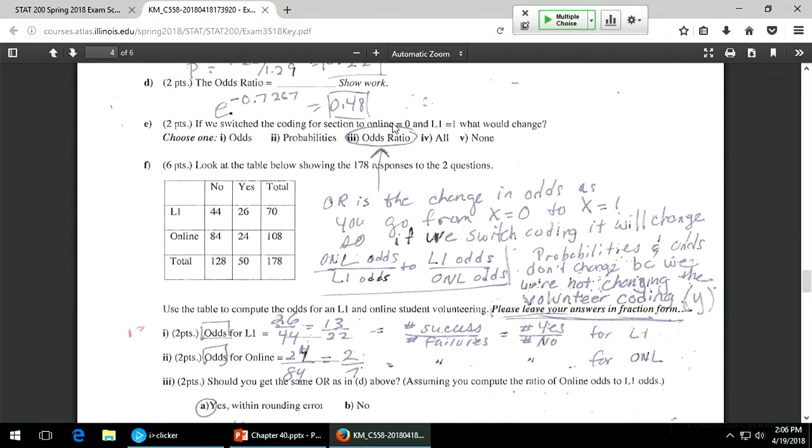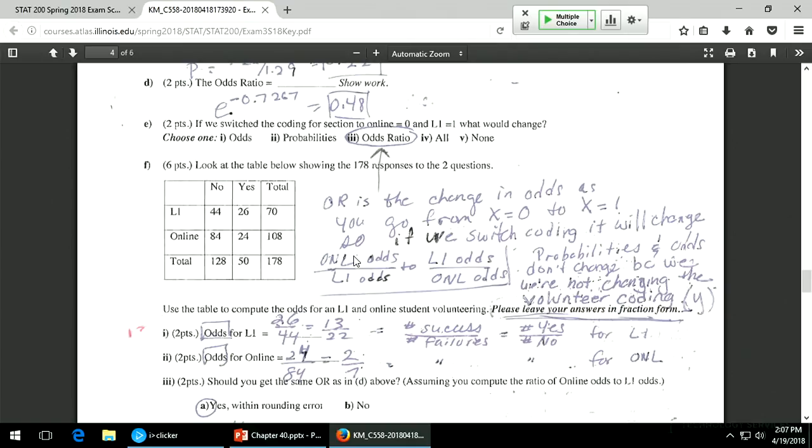All right, so if we switch the coding, lots of people got this one wrong. Why did they get it wrong? A lot of people thought they'd all change, or none of them would change. So remember what the odds ratio is. It's the change in odds as you go from x equals 0 to x equals 1. So if we switch the coding and reverse those, we're going to switch the odds.